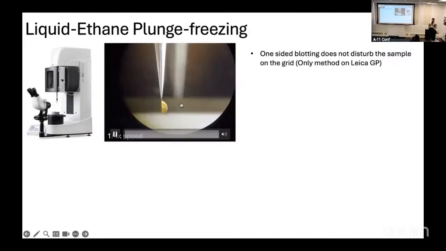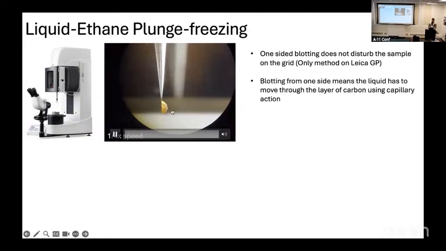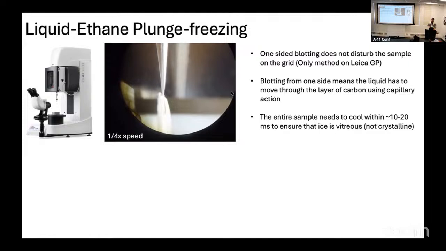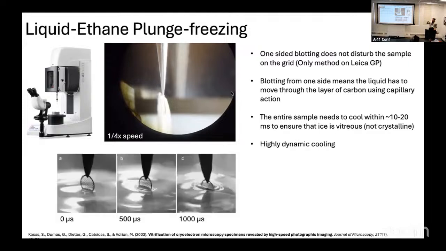You can see that there's a sample on top of the grid, and it moves through. It's not going anywhere. It moves through and it doesn't wick it away. You have to wait a second and suddenly whoosh, it wicks away. And then it moves more and more out and removes more liquid. And then you plunge freeze. And like I said, you need to cool the sample within 10 to 20 milliseconds to ensure that the ice is vitreous.